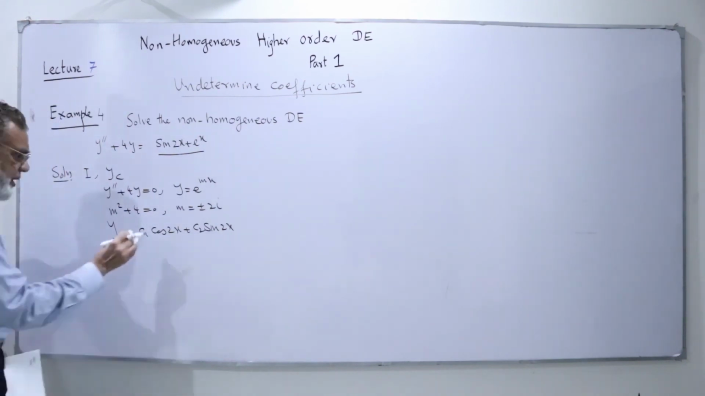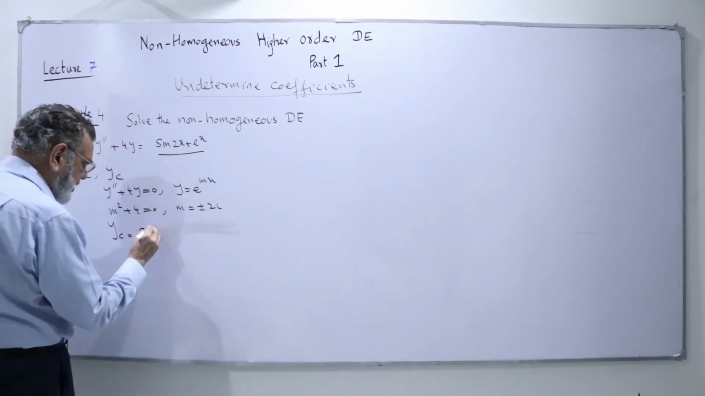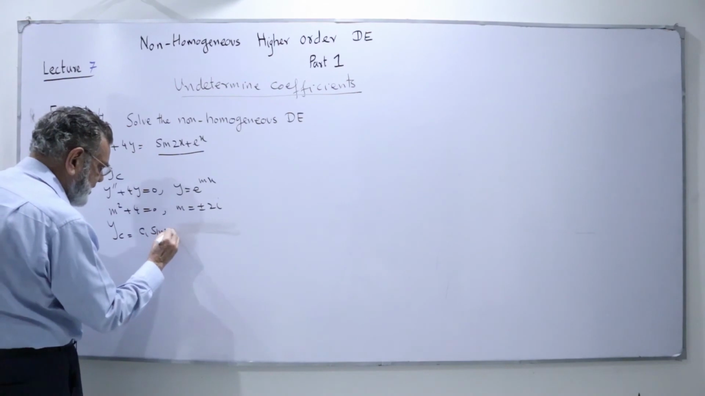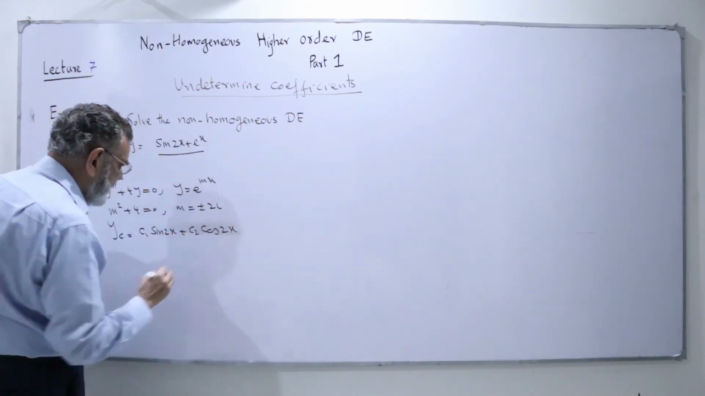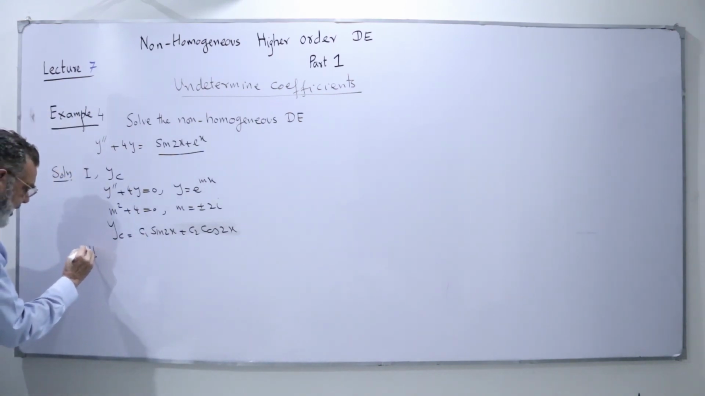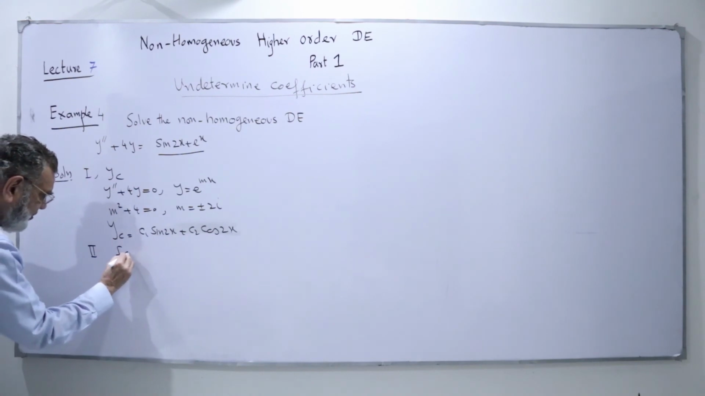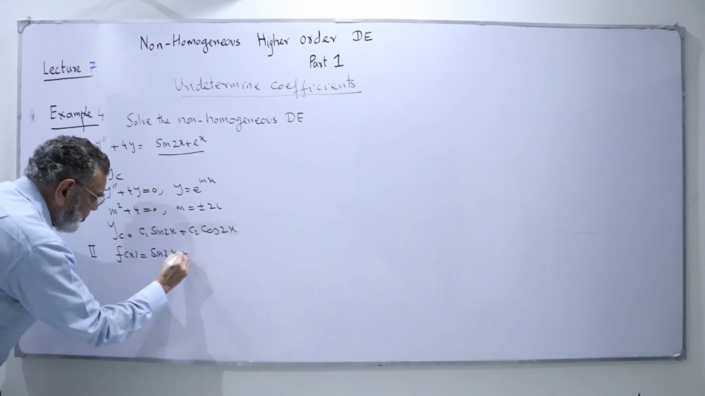I will just write it again: c1 cosine 2x plus c2 sine 2x. You can write it any way you like, there is no problem. I'm going according to my notes. So this is my yc. The second part is I want to write my yp. My yp depends upon f of x. My f of x is sine 2x plus e to power x.